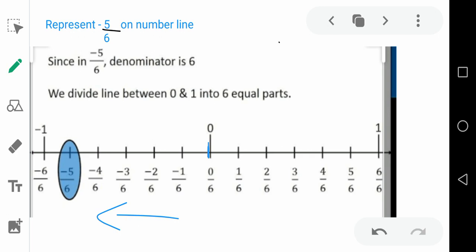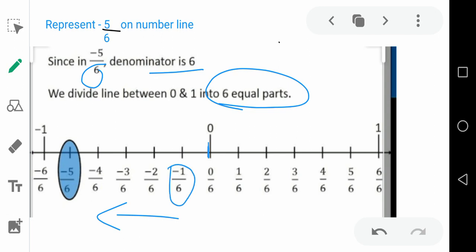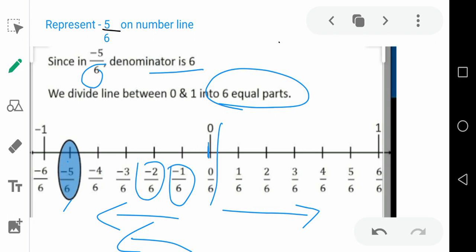Okay. So what is the denominator here? Denominator is 6. So you will divide the portion between 0 and minus 1. Before it was 0 and 1, right? So now it is 0 and minus 1. To how many equal parts? To 6 equal parts. So same thing. Then you will mark it as minus 1 by 6, minus 2 by 6. So here we have the answer, minus 5 by 6. If you want, you can mark this side also, or only this side is enough. It's your wish. Anyway, the marking and the distance between we have told are equal parts, right? So it will be equal.